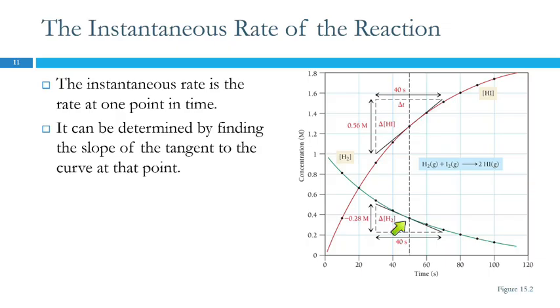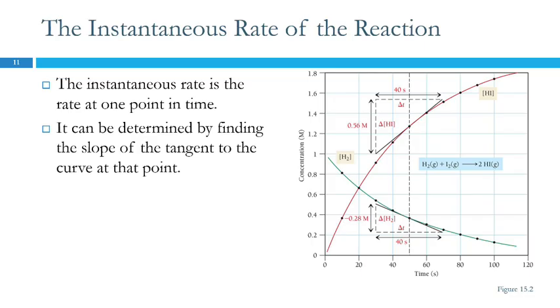If we do that for the hydrogen, we're going to find that this slope is negative. And when we take the change in concentration over the change in time, we have to multiply by -1 because it's a reactant, and again, we get a positive number. Okay? Any questions?